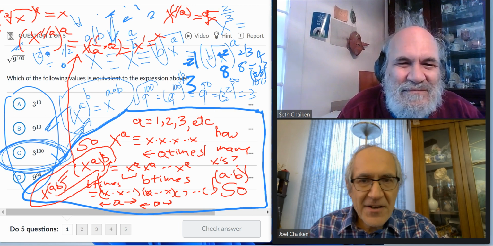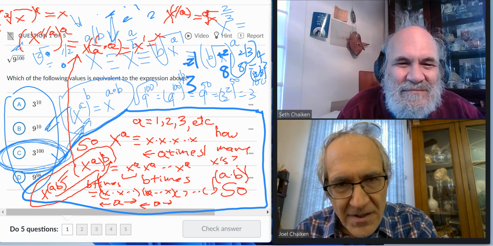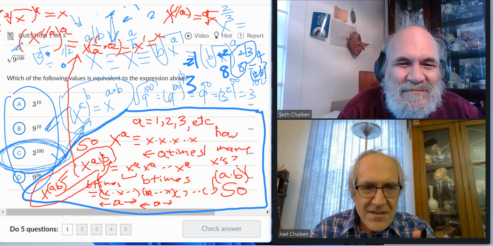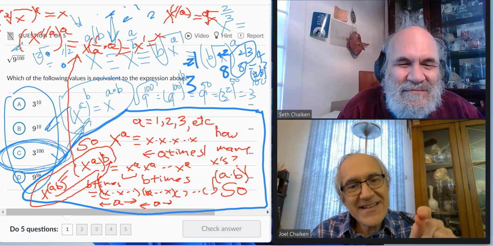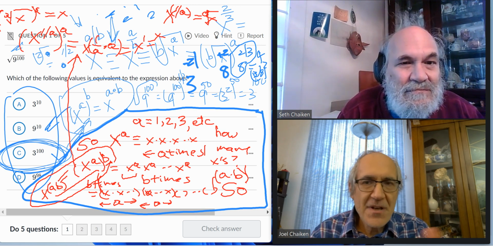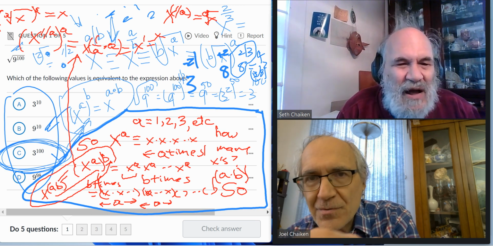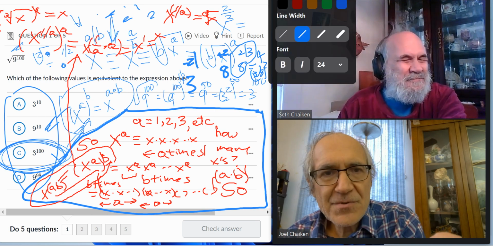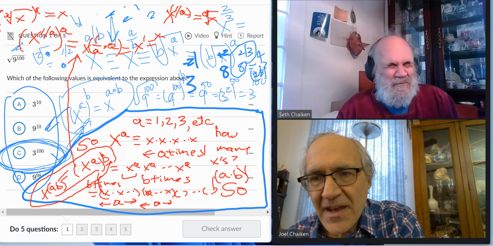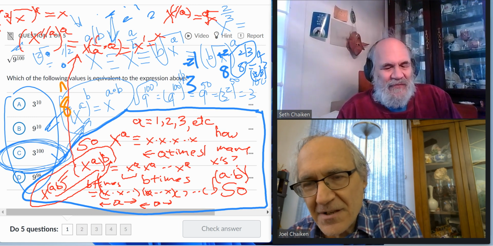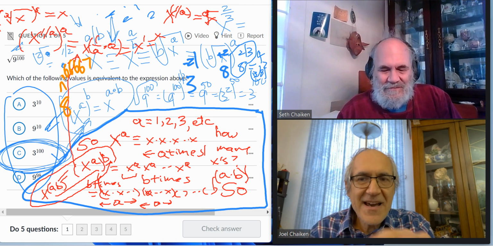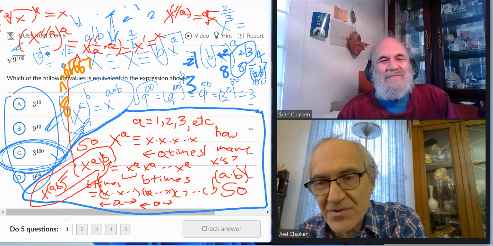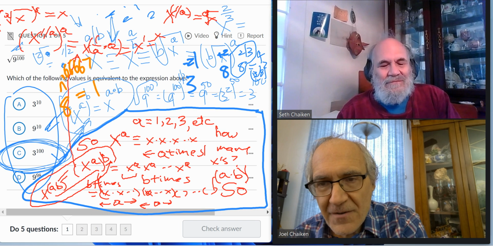Let's say you want to check on a calculator. You could do this on a calculator. You do 8 with the caret sign, and then 0.666667, which is 2/3. So on a calculator, if you do 8 caret 0.666667, or maybe even 8 caret in parentheses 2/3, you'll get a 4.